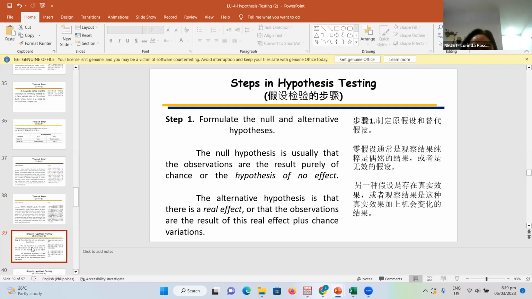So next time we will discuss the steps in hypothesis testing, and after that, we will go to inferential statistics. There we will again use your skills in using SPSS. And there, our decision in rejecting and retaining the null hypothesis will be based on the result of the inferential statistics. So any question?